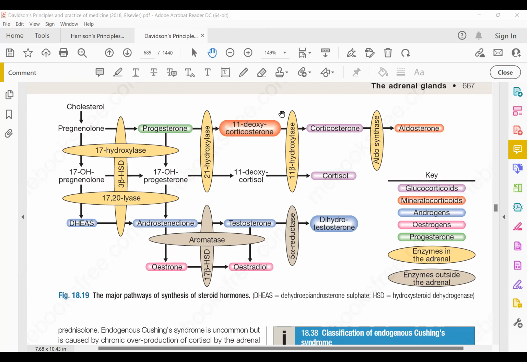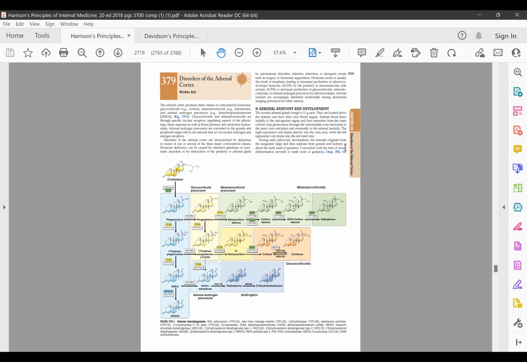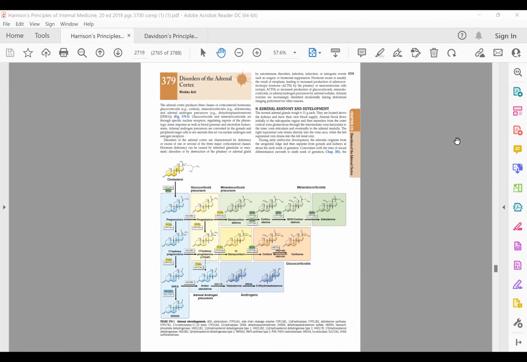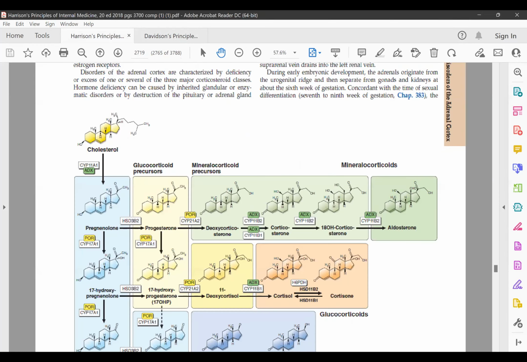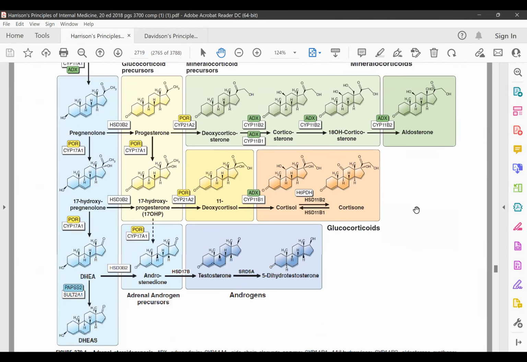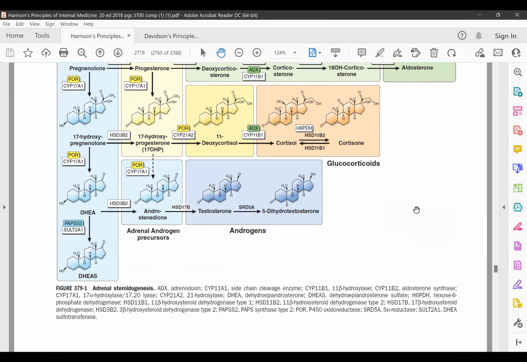And now I have got another share. This share is about Harrison's Principles of Internal Medicine. The same thing in such a complicated way is represented here. Whatever you have seen, the same diagram with all those rings and all is so confusing, which we'll never understand.